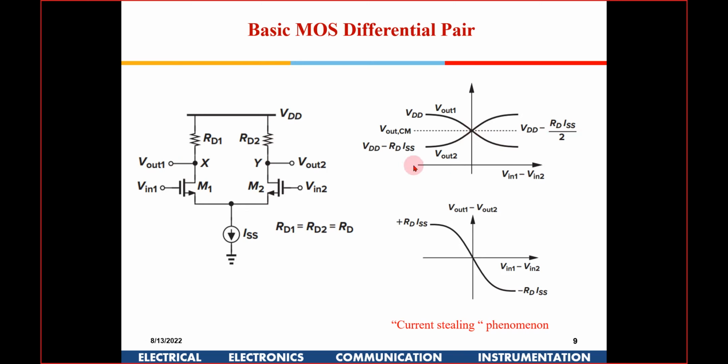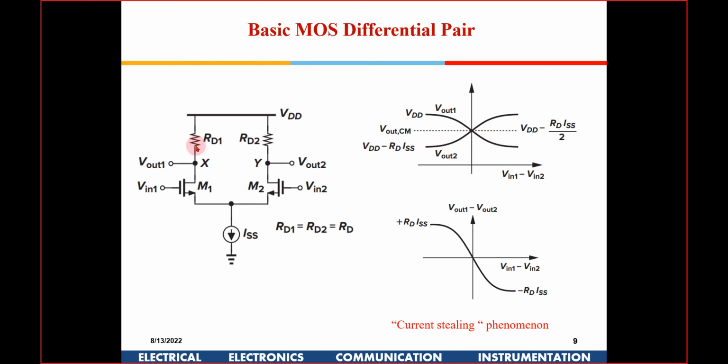Now, as this voltage is increasing, more and more current will flow here. You were talking about Vin1. This is Vout1. Yes, Vout1 is this curve; the top curve which is coming down is Vout1. That voltage will keep coming down, and it will ultimately reach VDD minus RD ISS. If you see here, it will come to that value.